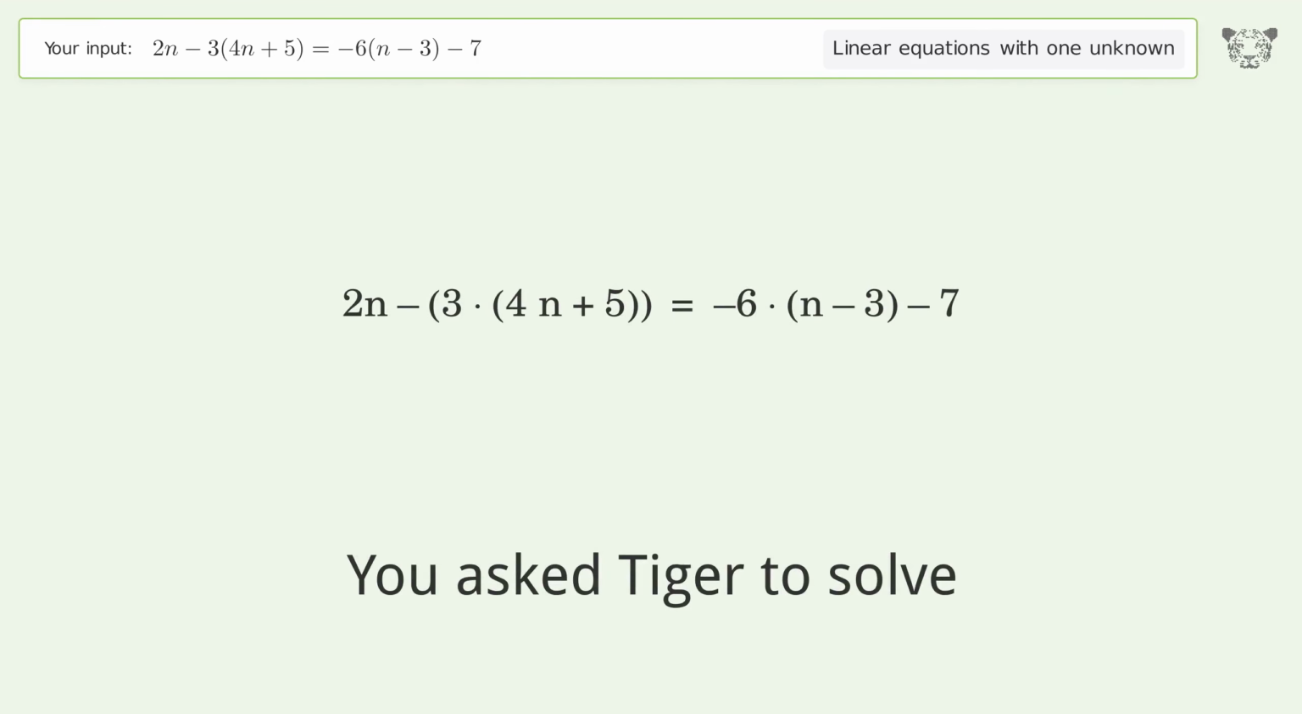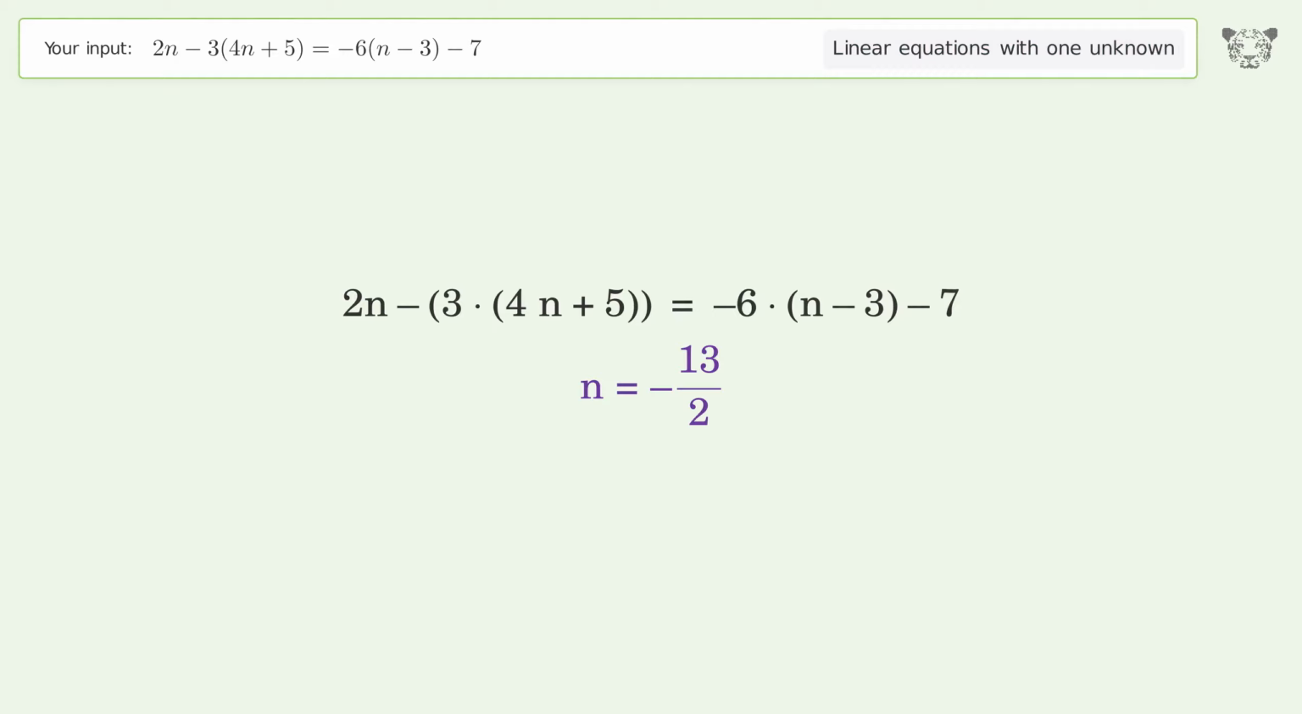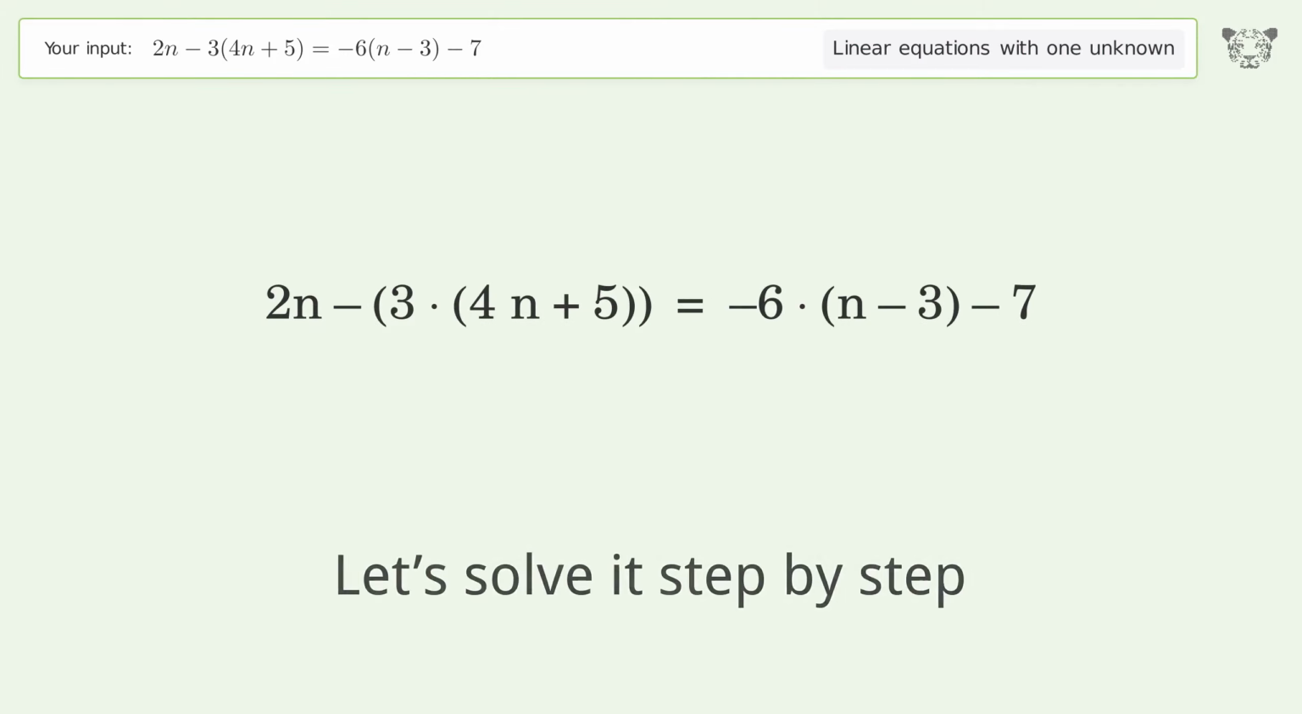You ask Tiger to solve this. This deals with linear equations with one unknown. The final result is n equals -13/2. Let's solve it step by step.